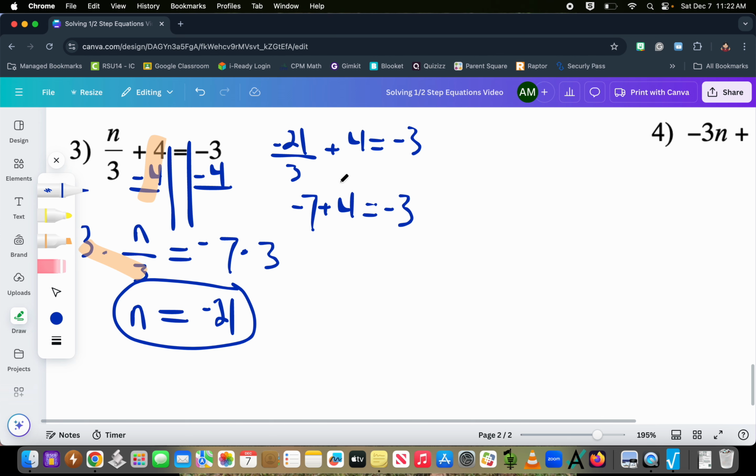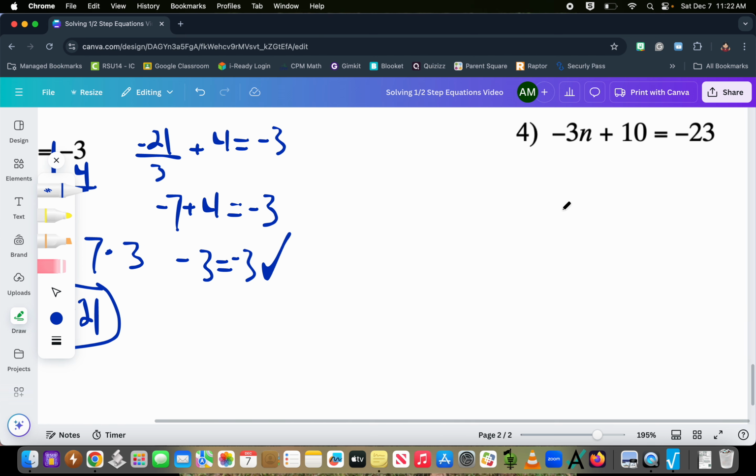Opposite signs, I'm going to subtract. So 7 minus 4 is 3. Which number is further from 0, positive 4 or negative 7? Well, the answer is negative 7, so our answer is negative. So negative 3 equals negative 3, so our answer of negative 21 works and is true.